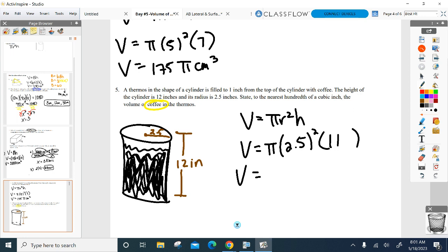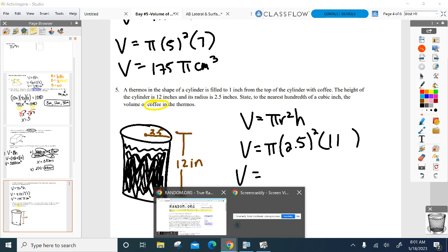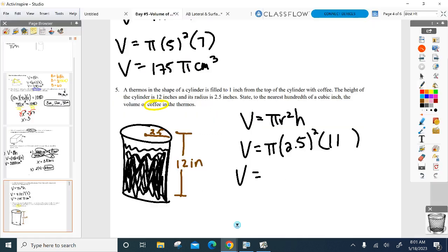Hundredth now. I'm changing the directions on you. Hundredth. What do you got for me here? 13? Try. 215.9. Sounds good to me. Cubic inches of coffee. We all good?